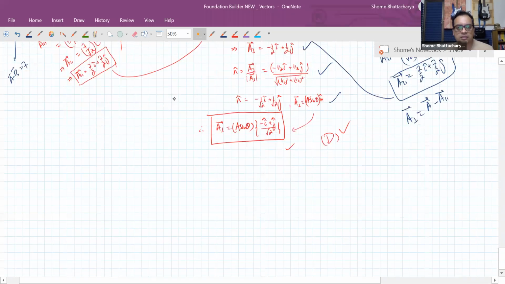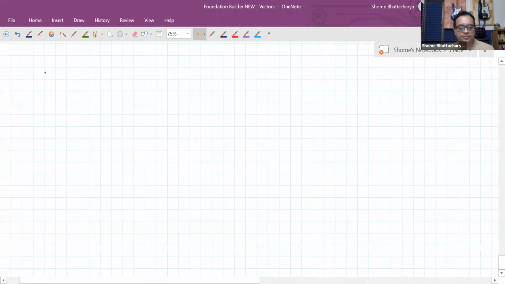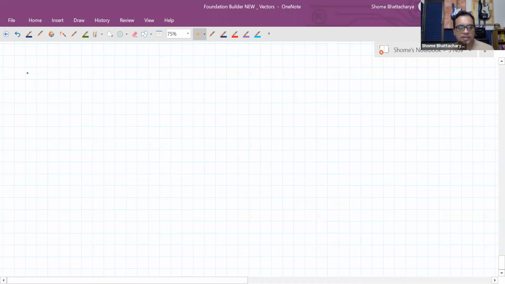Second is somewhat easier question, similar kind of concept, but so much solving is not required, because in this we don't have to find the projection, we just have to find which is a vector perpendicular, which is a vector parallel, like that. So we are given two vectors.